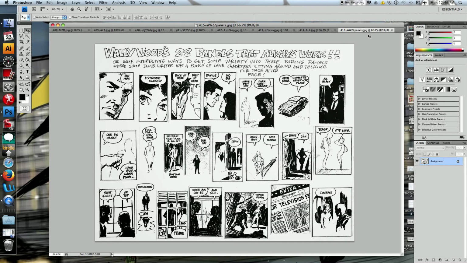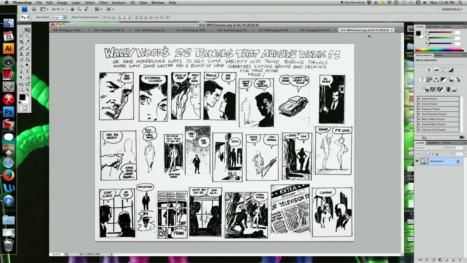One of the ways around that is Wally Wood's 22 panels that always work. Wally Wood, if you don't know, was possibly the greatest comic book artist ever in the history of the medium. That'd be debatable, I would guess, by many people, but I happen to agree. I think Wally was a genius. And he took this idea of 22 panels that always work. And what he's basically saying is, how do you show a variety of ways to make a boring panel less boring? And I like a lot of these.